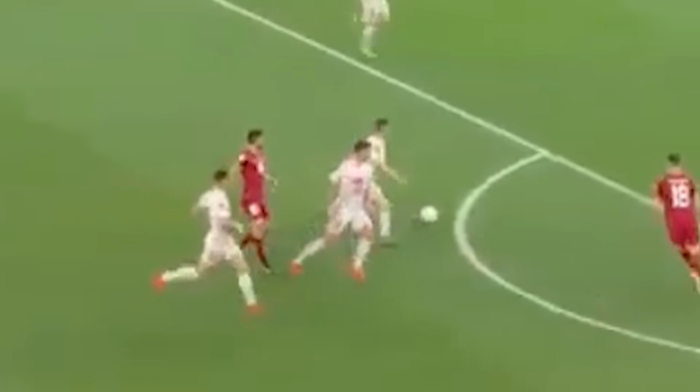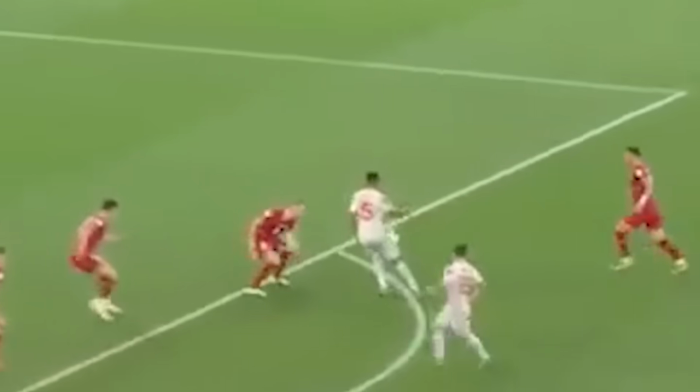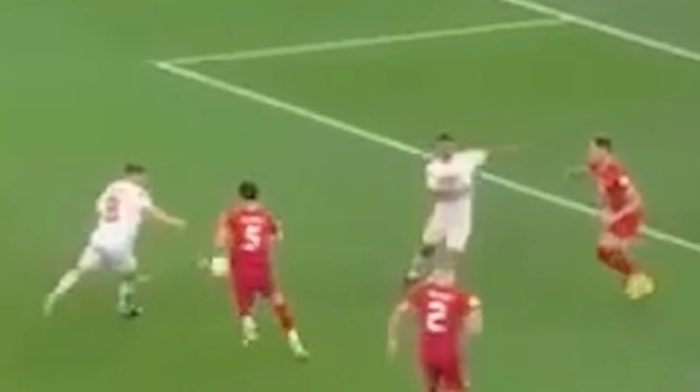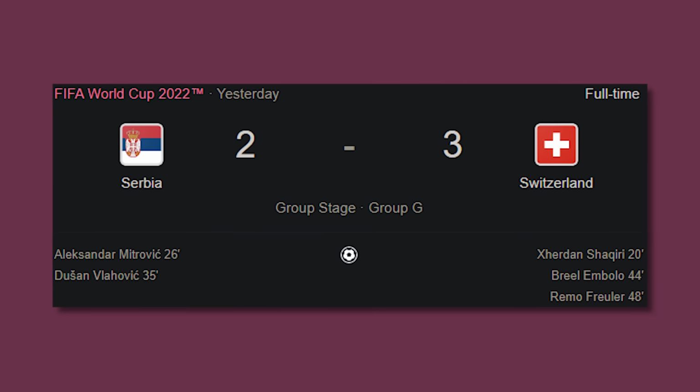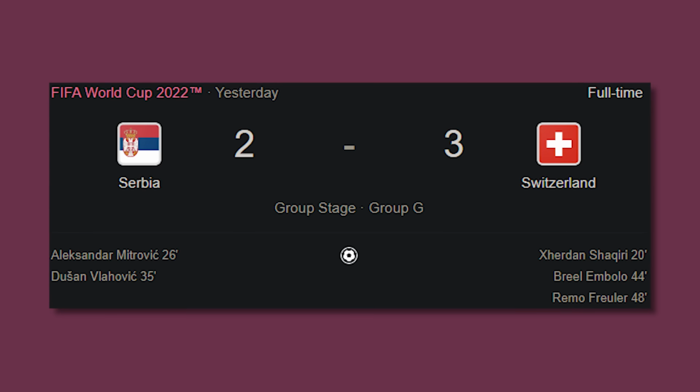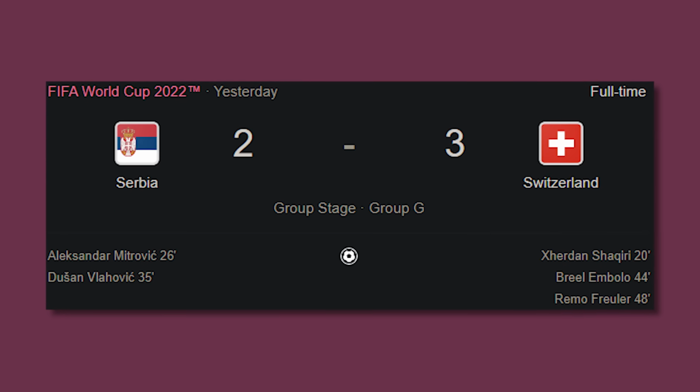Then 10 minutes later, Dusan Vlahovic with an incredible shot puts Serbia ahead. With Serbia winning 2-1 currently, they would be going through. Right before the half, however, Breel Mbolo taps one home for the Swiss, and it's all level at the break. Then at the beginning of the second half, the Swiss display football resembling that of the beautiful Swiss Alps, and Remo Freuler finds the back of the net. The Serbians could never recover from that, meaning Switzerland are the last team to advance to the last 16.